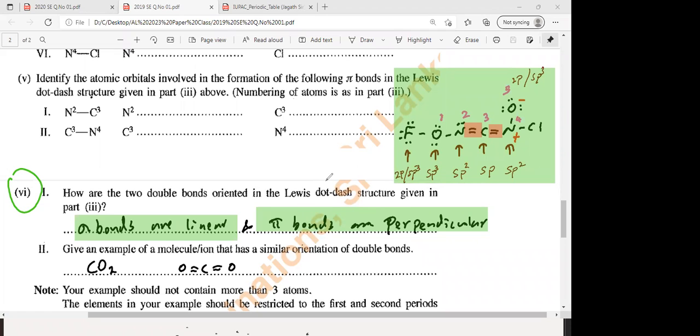You might think, sir, it's there in the same line. No, carbon dioxide is a linear molecule. I'm talking about the overlapping of the orbitals, the orientation in space. Otherwise the molecule is linear, 180 degrees bond angle. But the orientation will be different. This is about orientation.